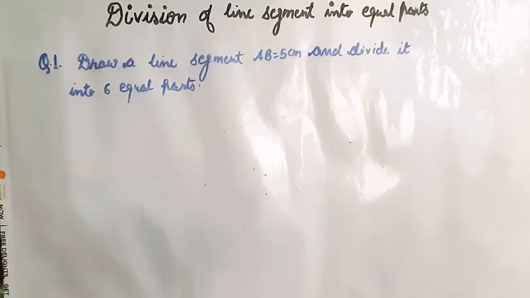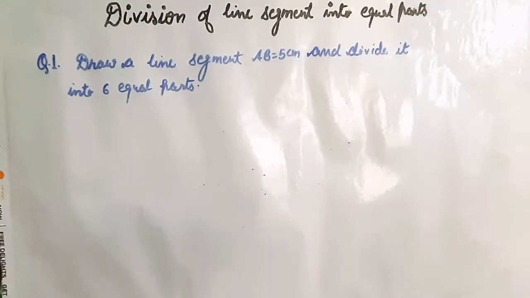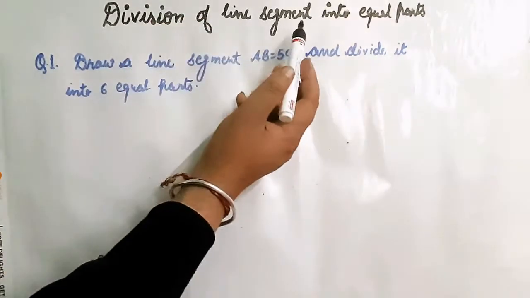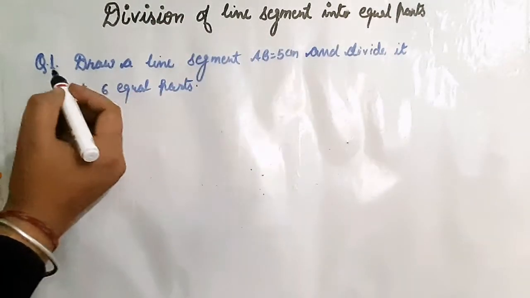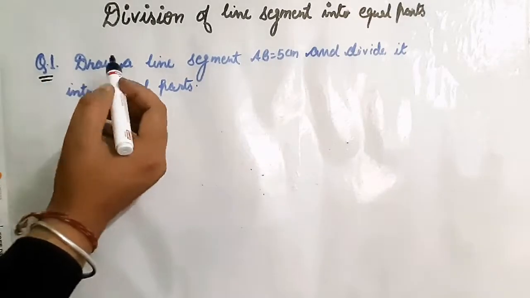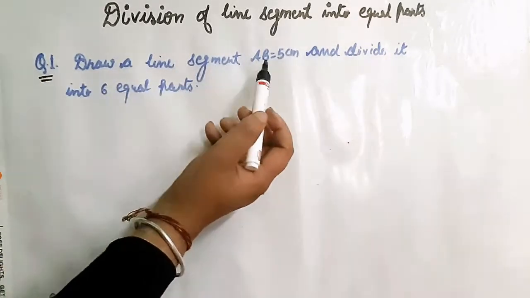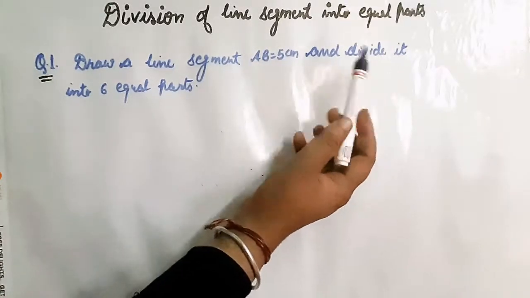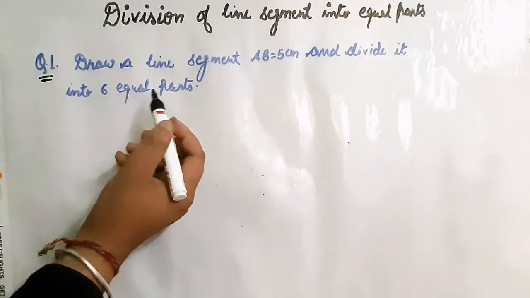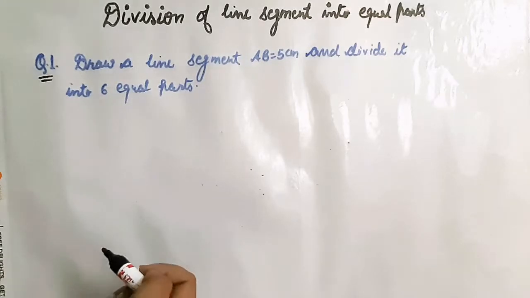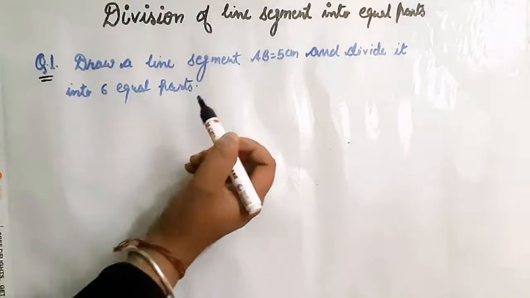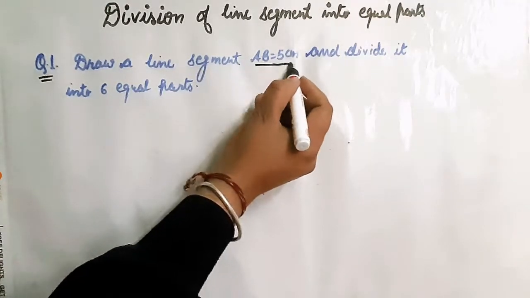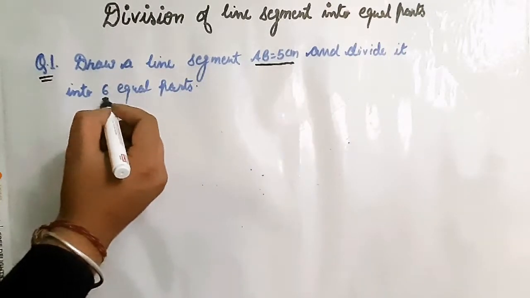Namaste everyone. Today we are going to discuss division of a line segment into equal parts. Our first question is: draw a line segment AB equal to 5 centimeters and divide it into 6 equal parts. So how do we divide this AB into 6 parts?